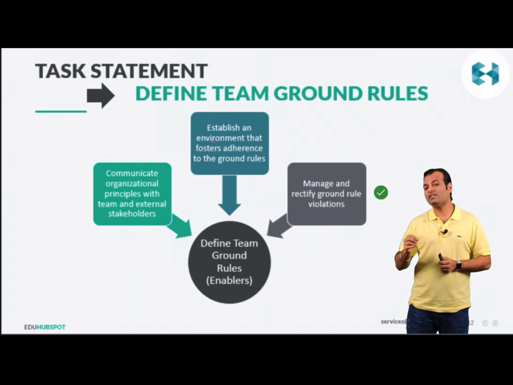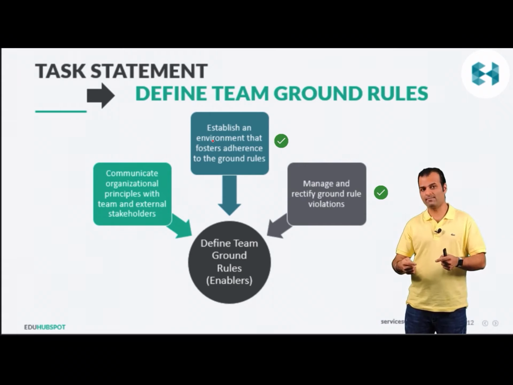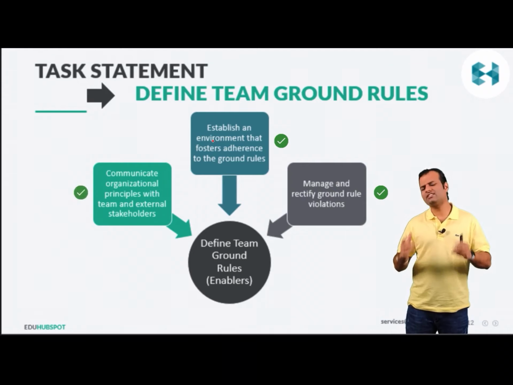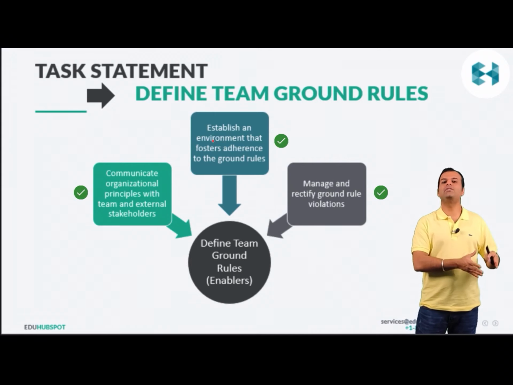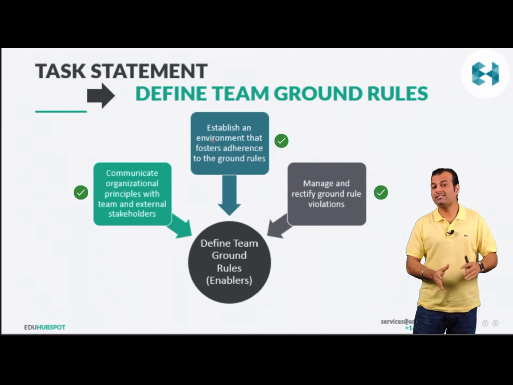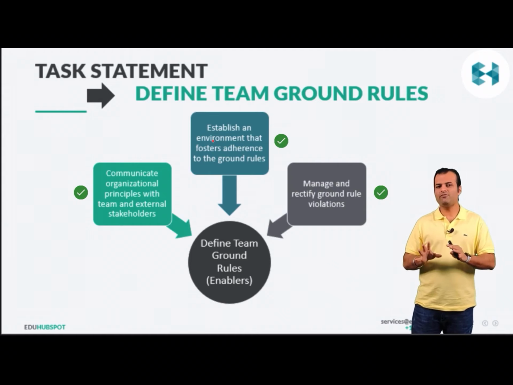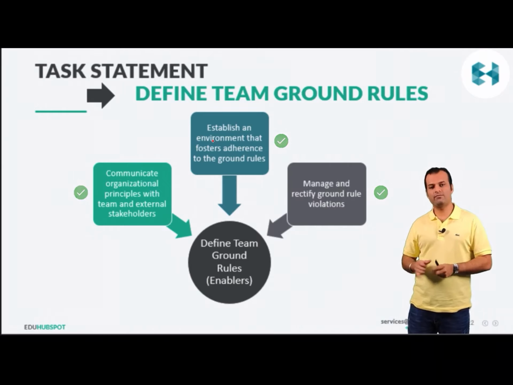You as a project manager have to establish an environment that will foster adherence to the ground rules. This is another enabler. Lastly, we have communicate organizational principles with team and external stakeholders. That's another enabler. So all of these are illustrations, examples of the particular task we have. And all of these tasks report to the domain people. Now, if you are confused about this, it's absolutely fine. Don't worry about it, because each of these tasks would be covered in our subsequent videos.